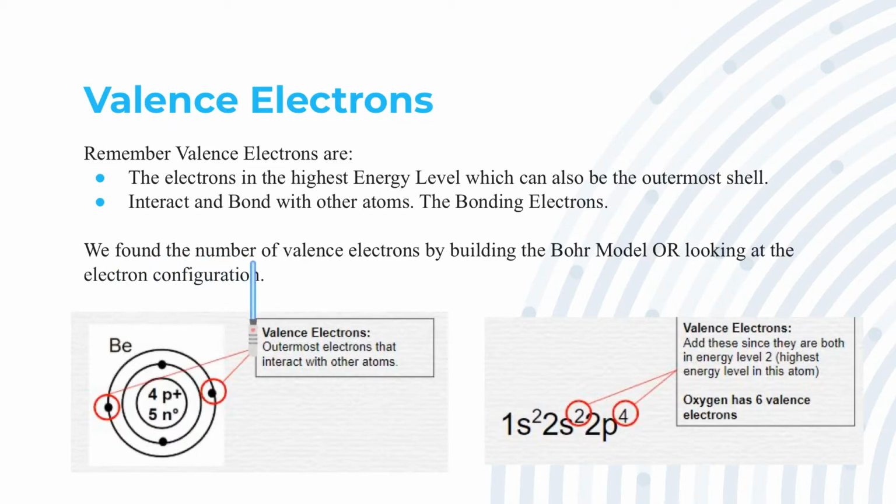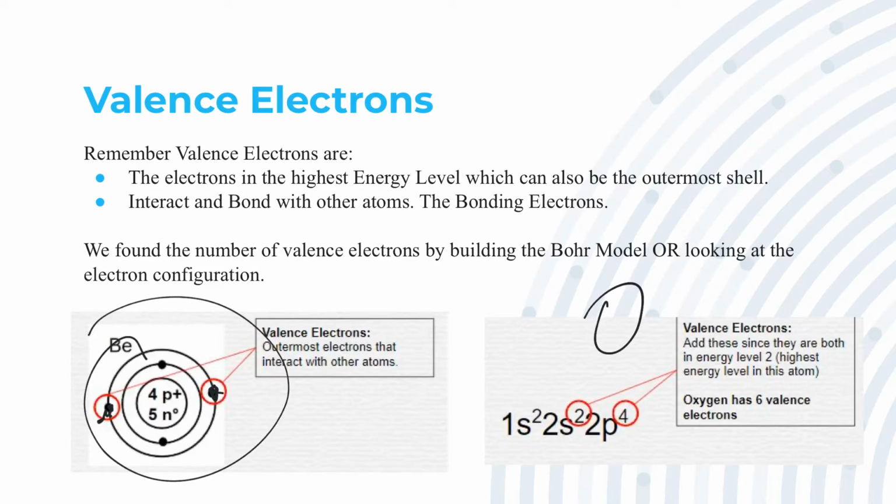We found the number of valence electrons by building the Bohr model or looking at electron configuration. So over here with the Bohr model, the valence electrons are the ones on the outermost shell. The valence electrons in the electron configuration or quantum mechanic model are this orbital and this one. You add them since they are both in energy level 2, and that is the highest energy level in this atom. And oxygen has 6 valence electrons.